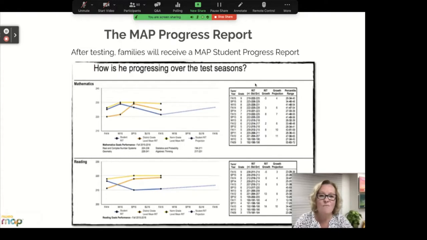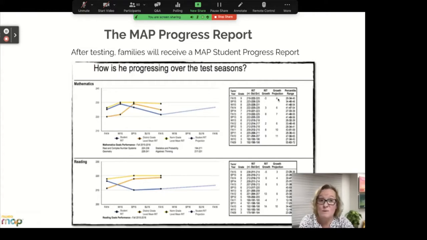This column right here is the RIT column. That's what we're focusing on as educators. If I look here for fall 2015, I'll see that the RIT score in mathematics for this particular child was 222. Now, what this means for you is looking over in the next few columns.